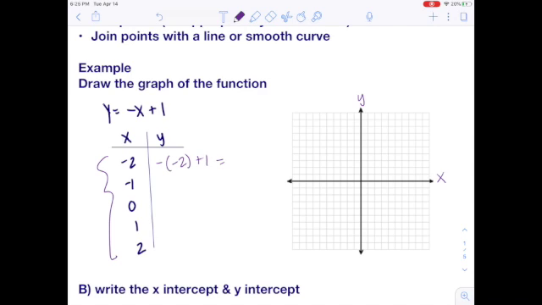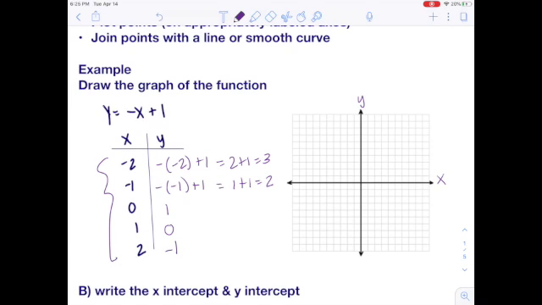So you plug them in. Negative 2 plus 1, that gives you 2 plus 1, which is 3. Keep going: negative 1 plus 1, that's a positive 1 plus 1, which gives you 2. Proceed on, plug in 0 and you get 1 back. Plug in 1, you get 0. Plugging in 2, you get negative 1.